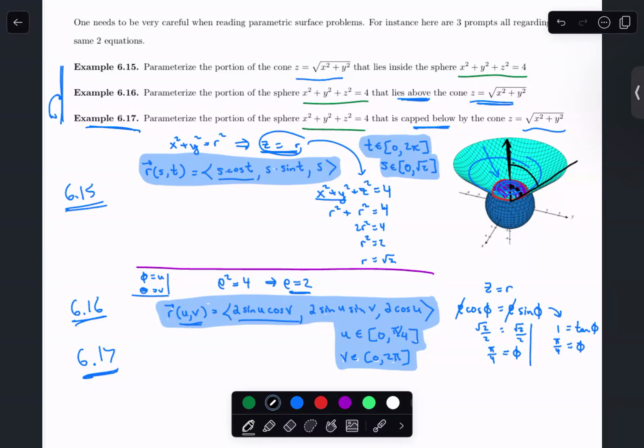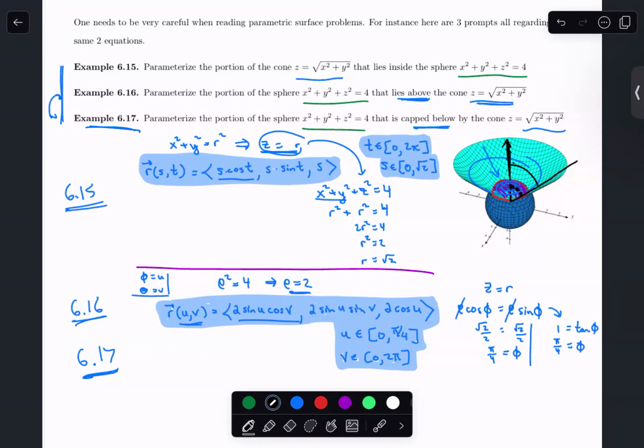So in 6.15, it was parameterize the portion of the cone. So the surface that we're interested in parameterizing in that case was the cone. Cones go on forever, right? If you don't restrict it, you're going to have an infinite cone, and then you can't really ask many interesting questions, like what's the surface area of the cone. It's just going to be infinity. So you need to stop it at some place. And so this says we're going to stop it because we want it inside of the sphere of radius 2.